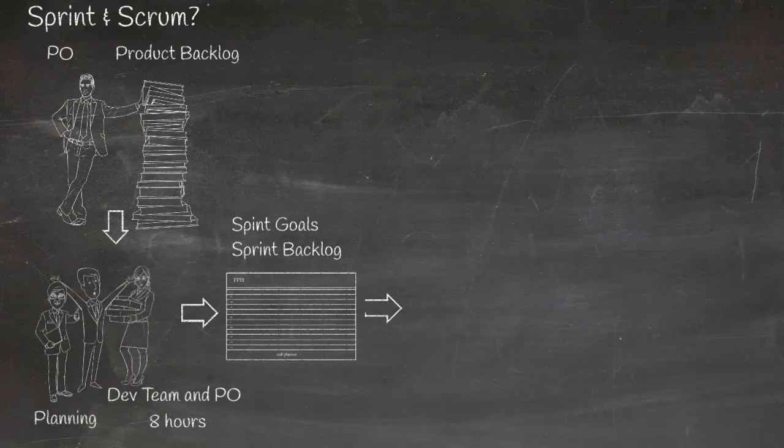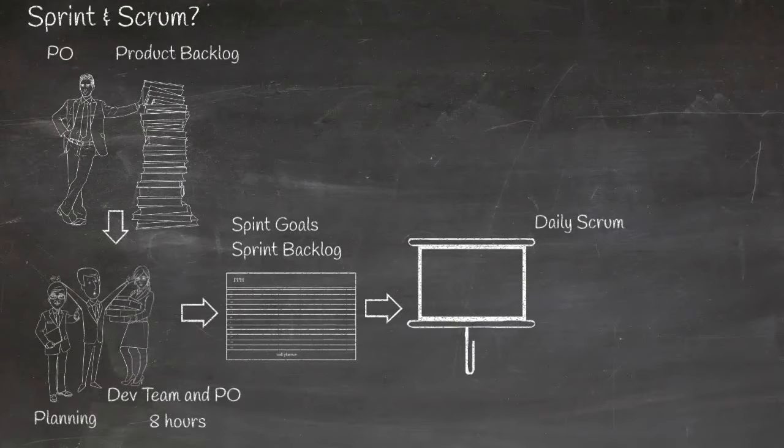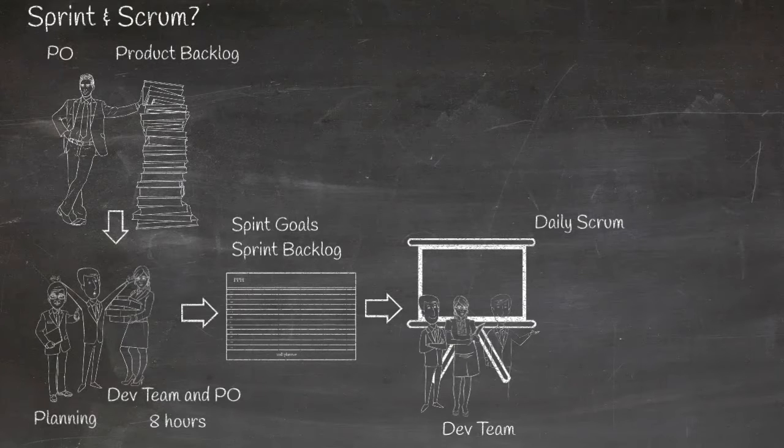The next important event is the daily Scrum. The team meets every day to discuss 3 important questions. What did we do yesterday to reach the sprint goals? What will we do today to reach the sprint goals? What prevents us from reaching the sprint goals? Each team member answers these 3 questions.